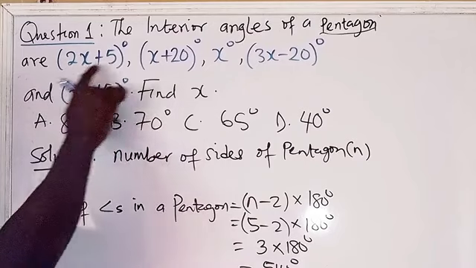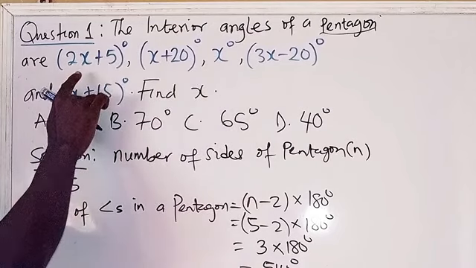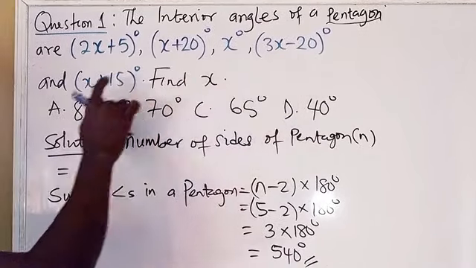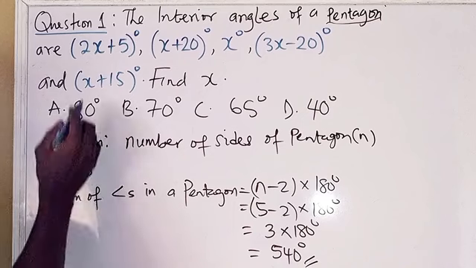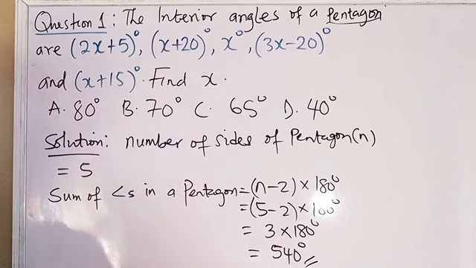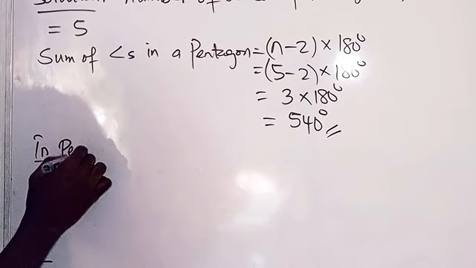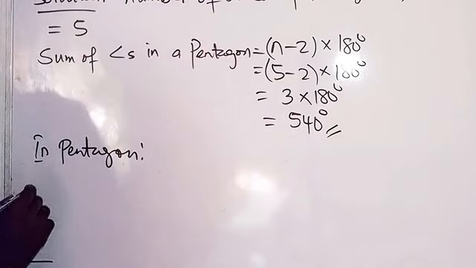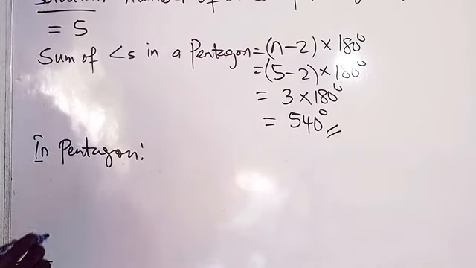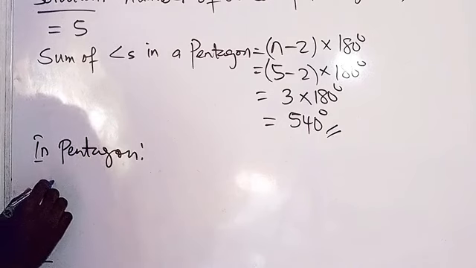So therefore, when you look at this, we have let's count 1, 2, 3, 4, so it means we have 5 angles. So therefore, the sum of these 5 angles must give us 540 degrees. That is where we are going. So therefore, in the pentagon, right? Let's pick the angles one after the other.